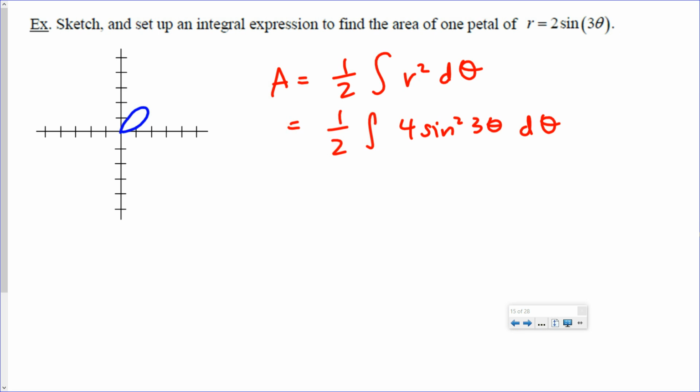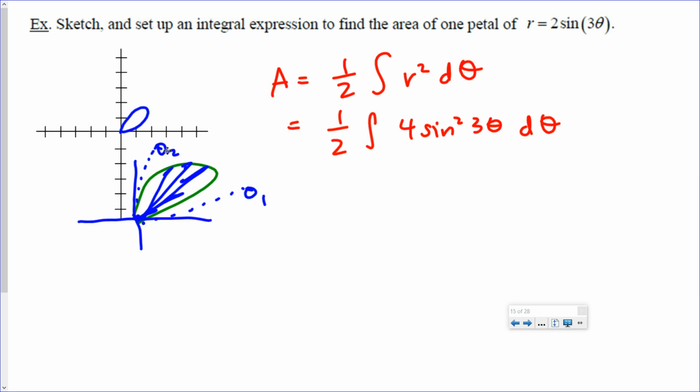Now let's think about what the limits are. What I want to do is sweep this petal. Remember it's a magic windshield wiper, I always start from the pole. So here's my pole. I'm going to sweep this petal to get the area of it. Do you agree? So what I need to know is at what angle do I start the sweep and what angle do I stop the sweep.